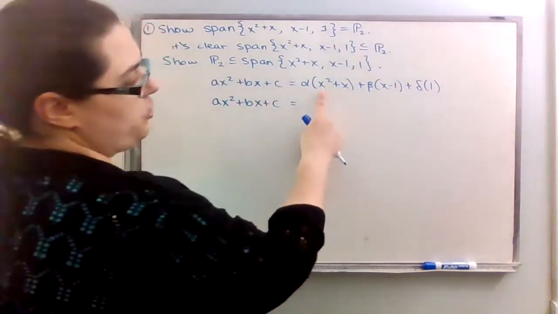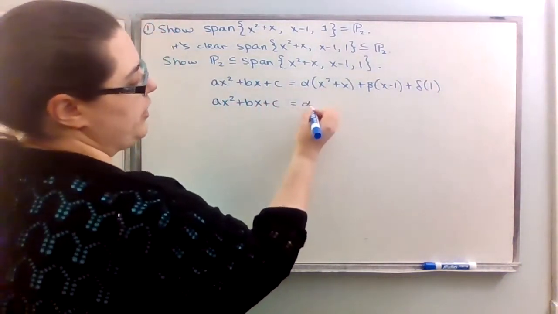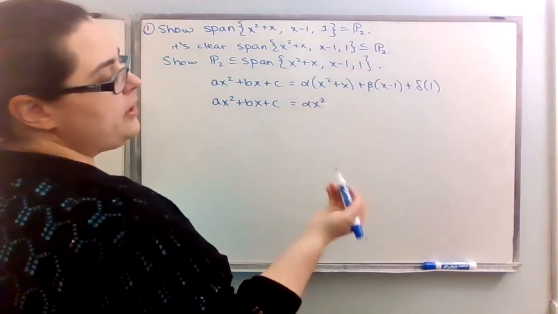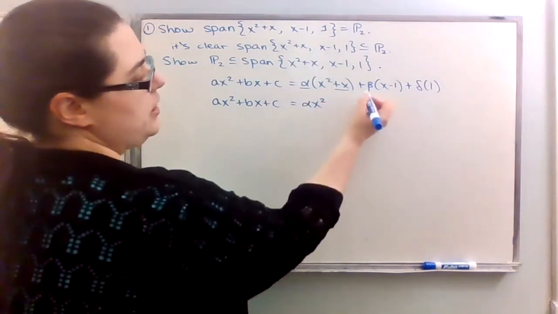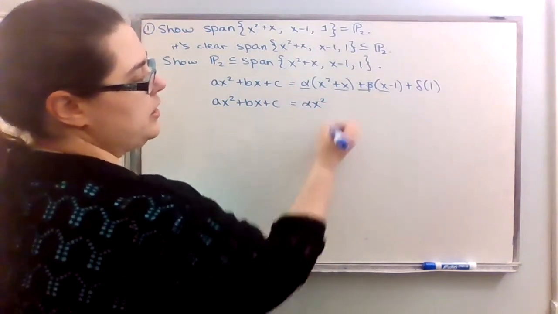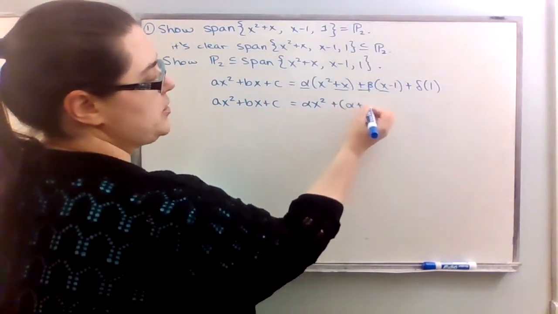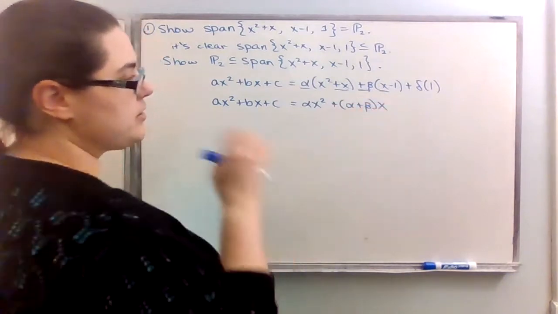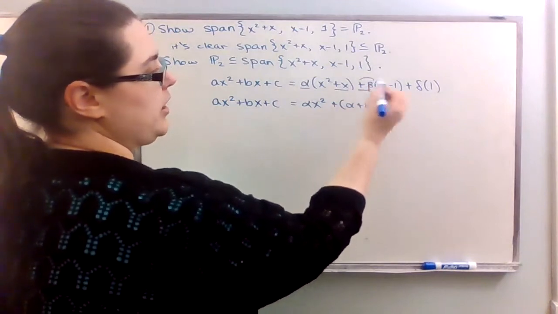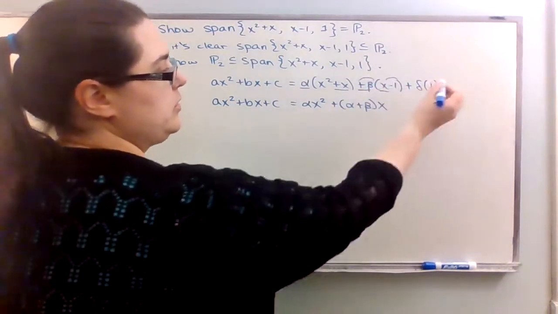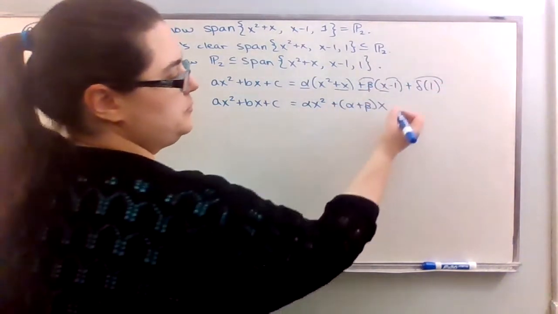On the right, this is the only x squared term, so I'm going to get alpha x squared. Then for the x term, I see that I'm going to get an alpha x and a beta x. So that means I'm going to get alpha plus beta x. And then for the constant term, I see that I'm going to get minus beta plus delta.